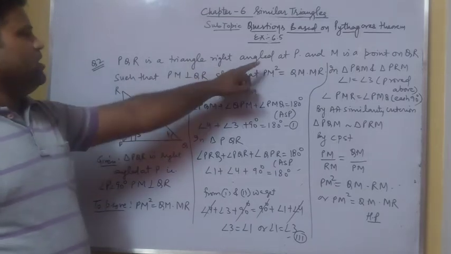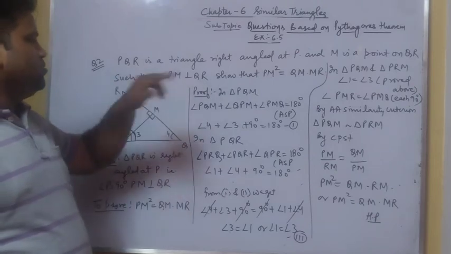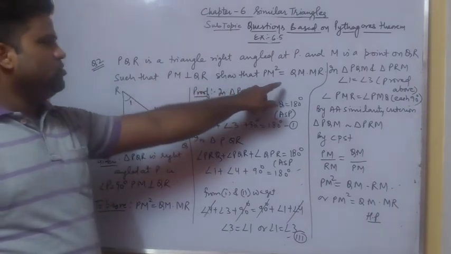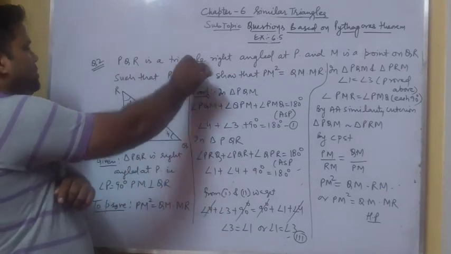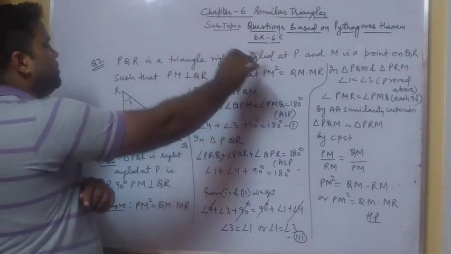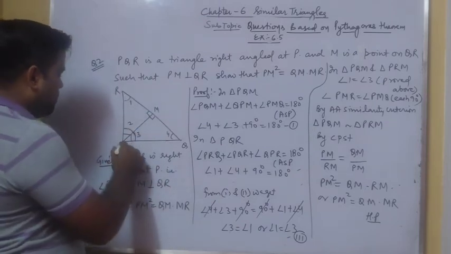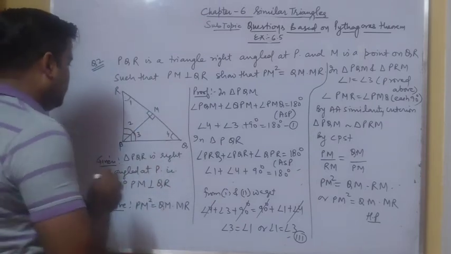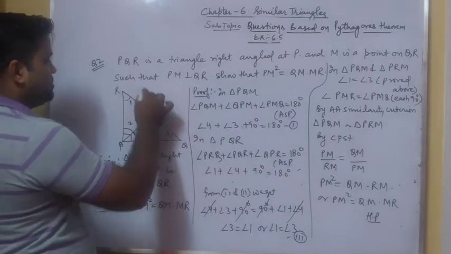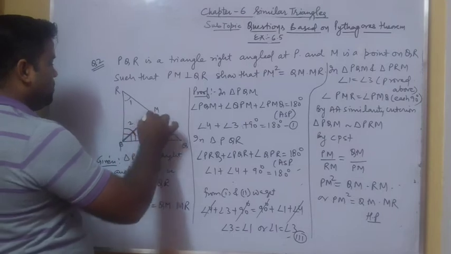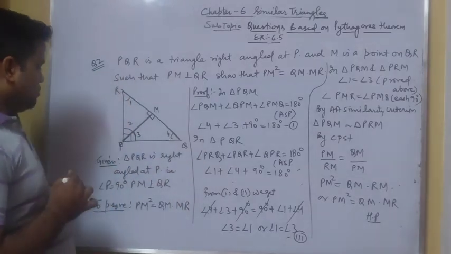So now let us start our exercise 6.5, question number 2. PQR is a triangle right angled at P and M is a point on QR such that PM is perpendicular to QR. Show that PM square equals QM into MR. So here as PQR is a right angle triangle at P, this is the triangle PQR and here angle P is 90 degree. As M is a point on QR, PM is perpendicular to QR. So let us come on the solution.